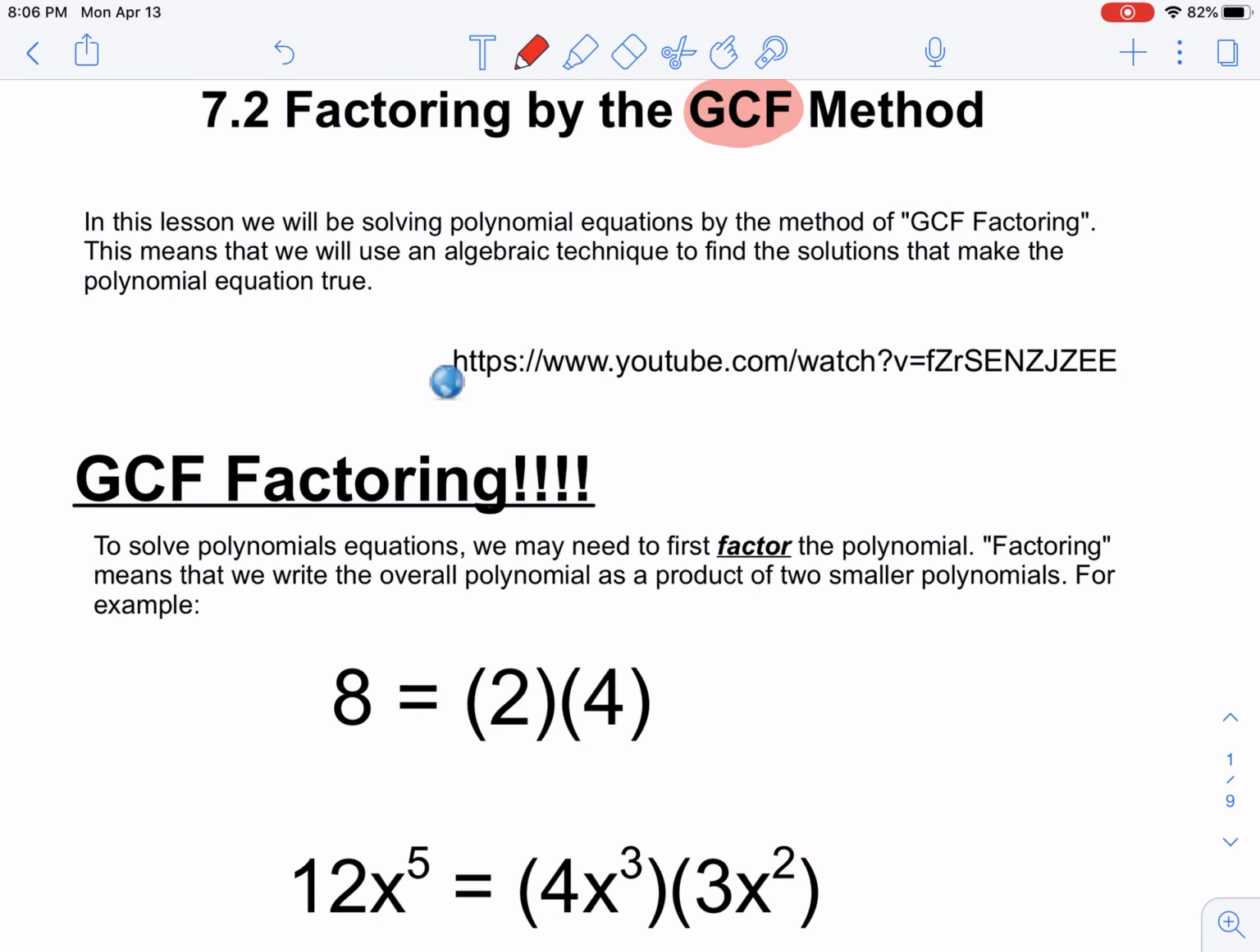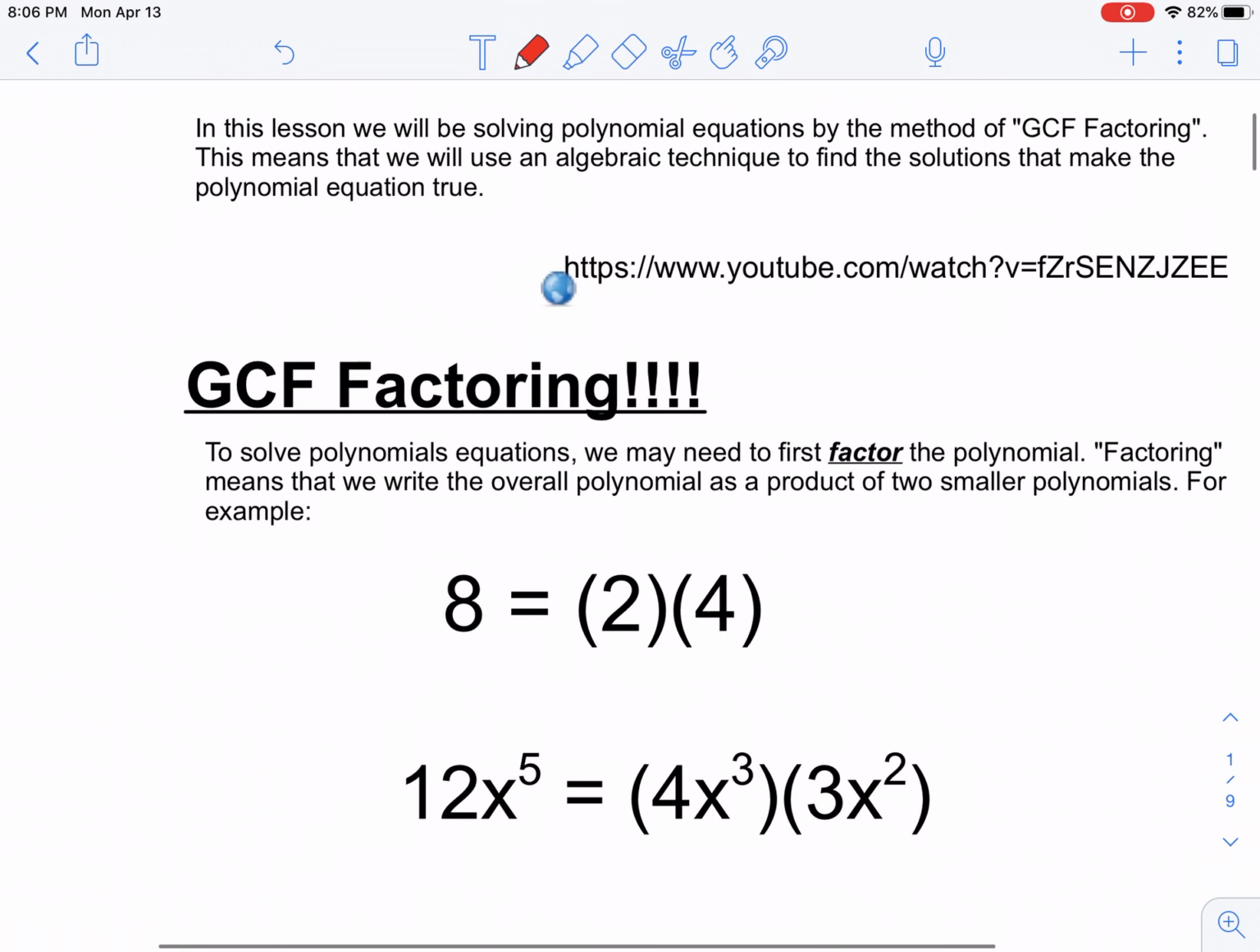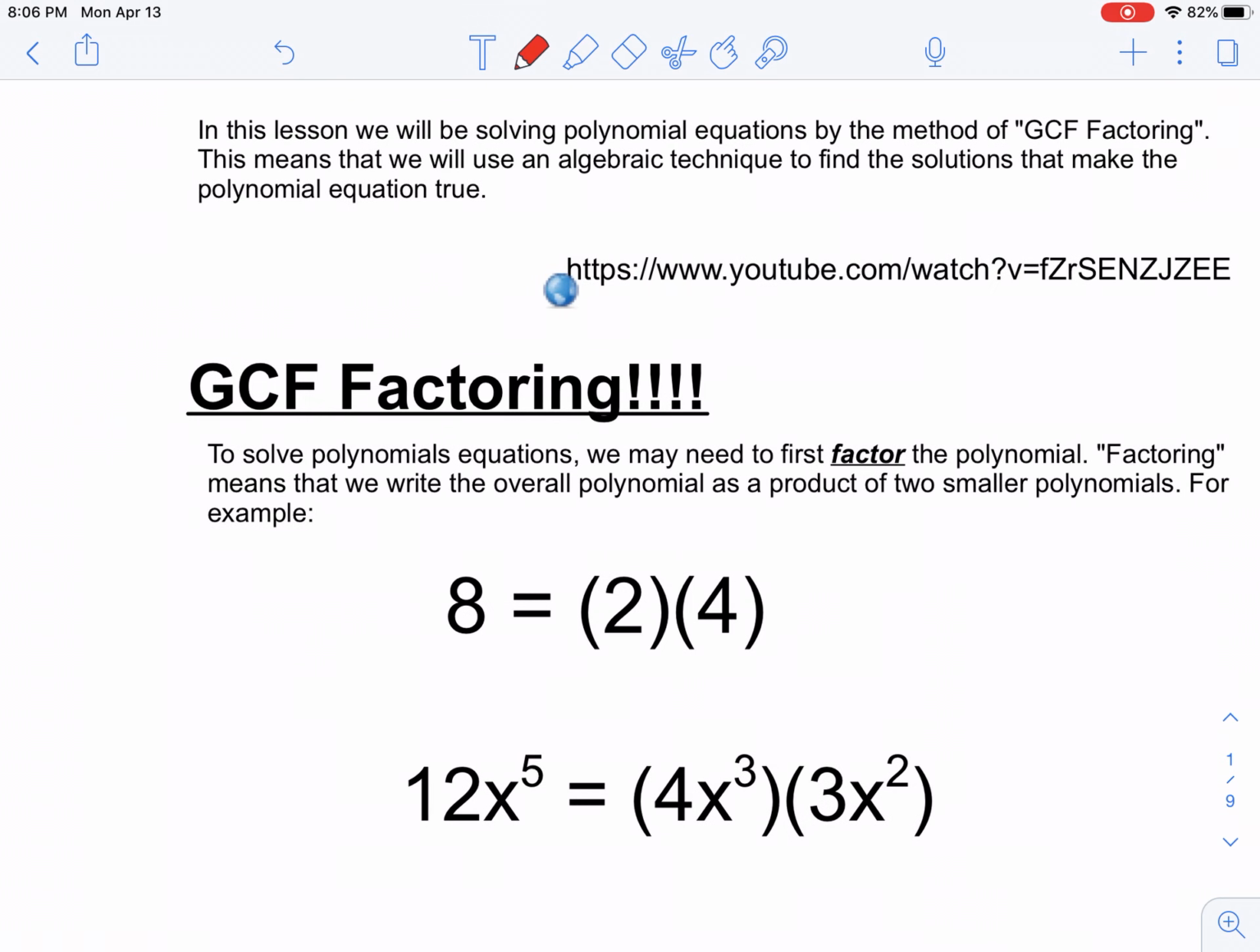So let's just talk real quick about what a factor is. Like the number 8 has multiple factors to it. Factors are basically the numbers that you could multiply to get your original number back. So the number 8 has the factors 2 and 4, right? 8 is also 1 times 8, right? And it's 2 times 4. So all those numbers are factors of 8. 1, 2, 4, and 8 are all factors of 8.